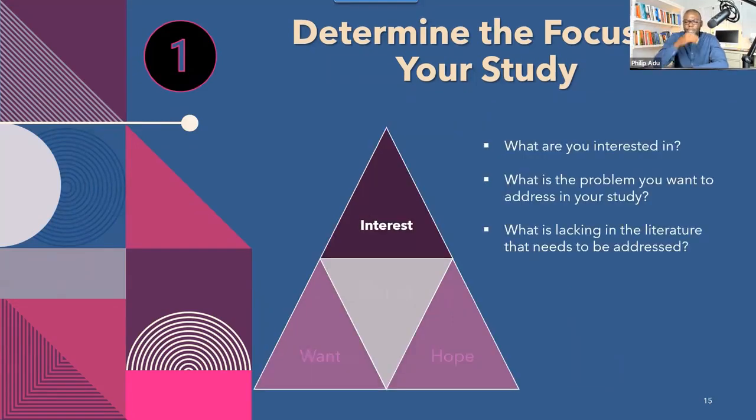When I meet a student, first I ask them, what are you interested in? And I ask them, what is the problem that you want to address in the study? And what is lacking in the literature that needs to be addressed? So in terms of interest, these are the 3 questions that I ask them. And based on these 3 questions, it will help them to think about, okay, this is my interest, this is the problem I've seen in the literature, and this is what I have to do.